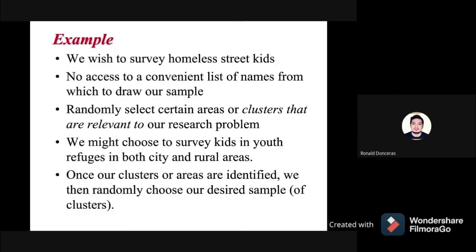So, I listed some of these statements here that we could consider. So, we wish to serve the homeless street kids. That's one. No access to a convenient list of names from which to draw our sample. So, you can use snowball. Randomly select certain areas or clusters that are relevant to our research problem. So, because there are areas na alam mong wala talaga doon, huwag mo na isama sa area na pupuntahan kasi masasayang yung oras natin. Wala naman tayong data na makukuha doon. Diba? Parang gano'n. We might choose to serve kids in youth refuges or in both cities and rural. So, pwede din yun. Once our cluster or areas are identified, we then randomly choose our desired sample.